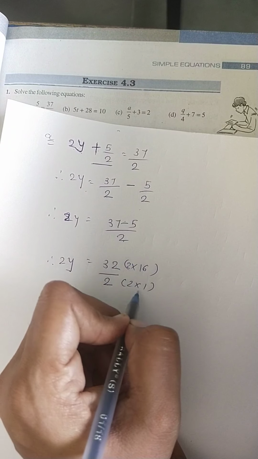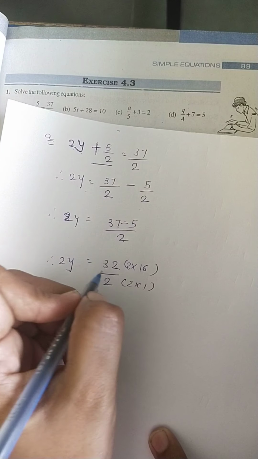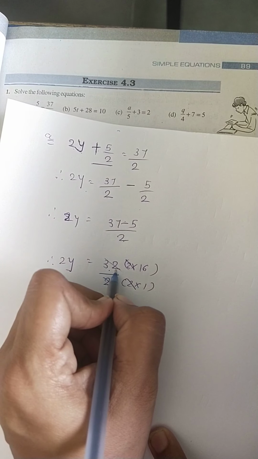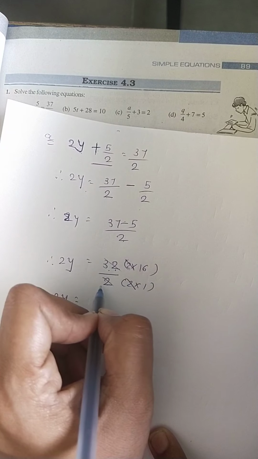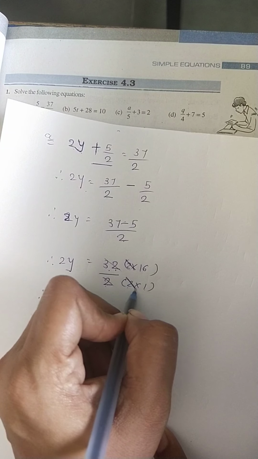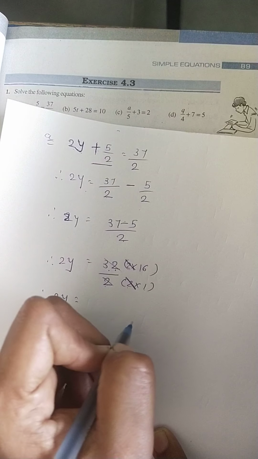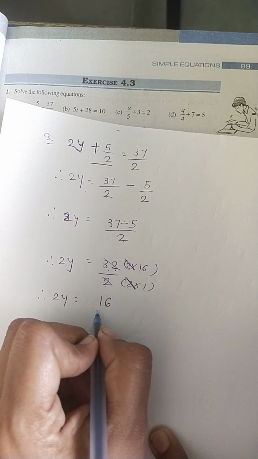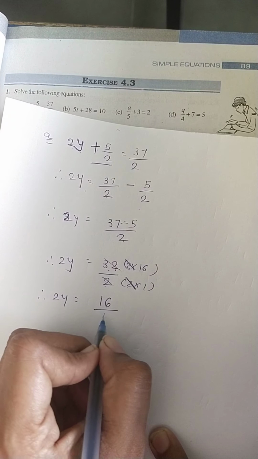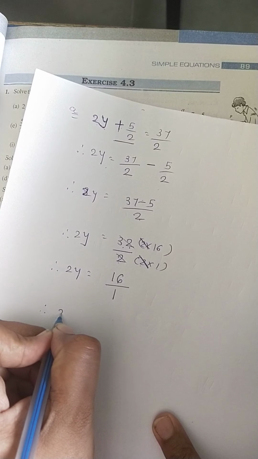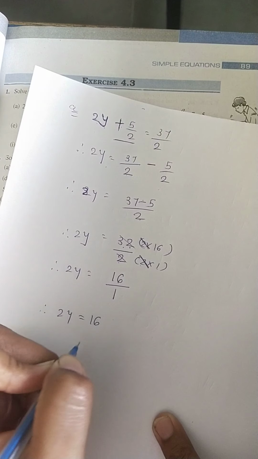If you do not understand, then do it this way. What do we have to cut? 2 will cut. In place of 32 I am writing 2 times 16. In place of 2 I am writing 2 times 1. So which numbers are the same? We have to cut them. What is the remaining here? 16 divided by 1. In the denominator we don't mention 1; I wrote it just for understanding. That's why 2y is equal to 16.